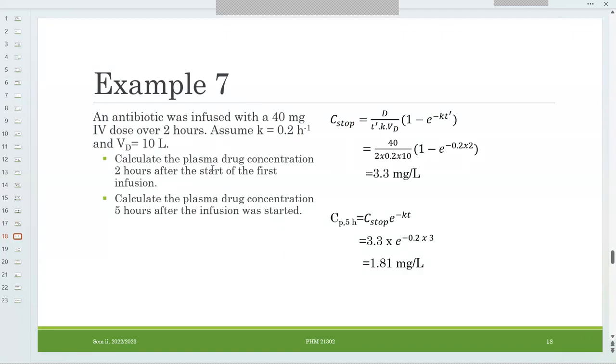Let's practice so that we know how to use it. For example, here an antibiotic was infused with 40 milligram over 2 hours. Assume K equals 0.2 hour to the power minus 1, VD 10 liters. Calculate plasma drug concentration 2 hours after the start of the first infusion. Calculate the plasma drug concentration 5 hours after the infusion was started. So here we have to imagine what's going on.